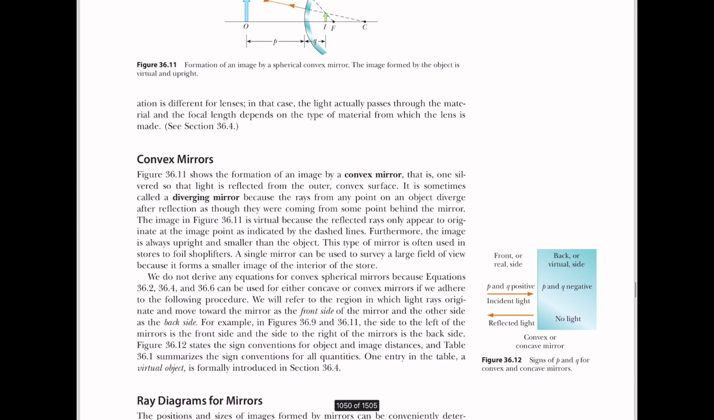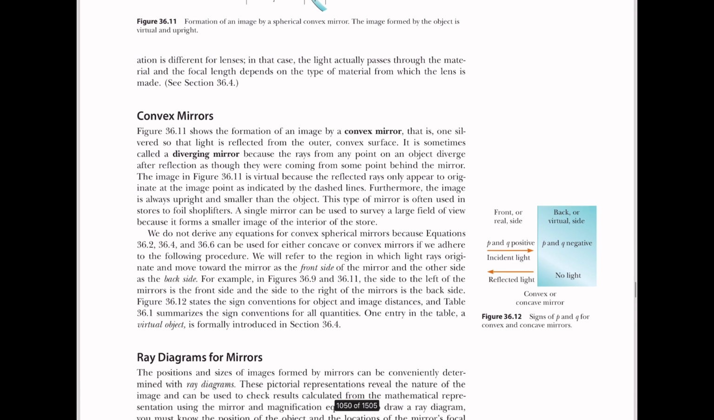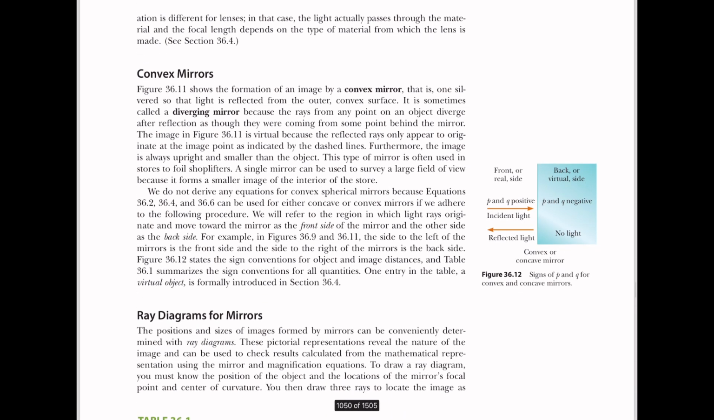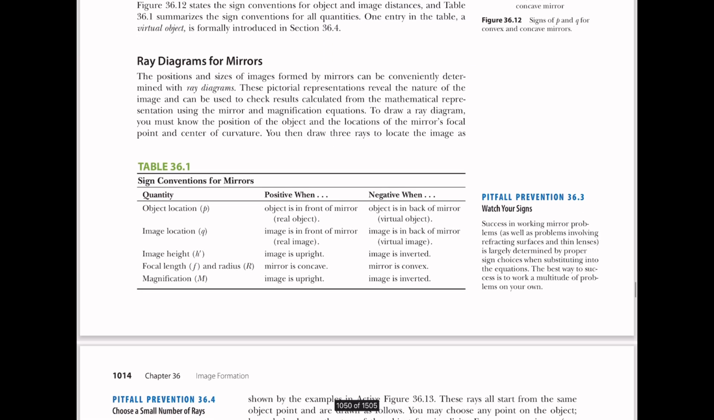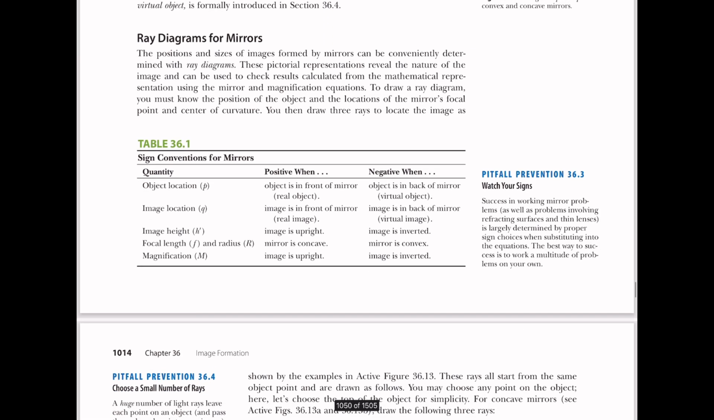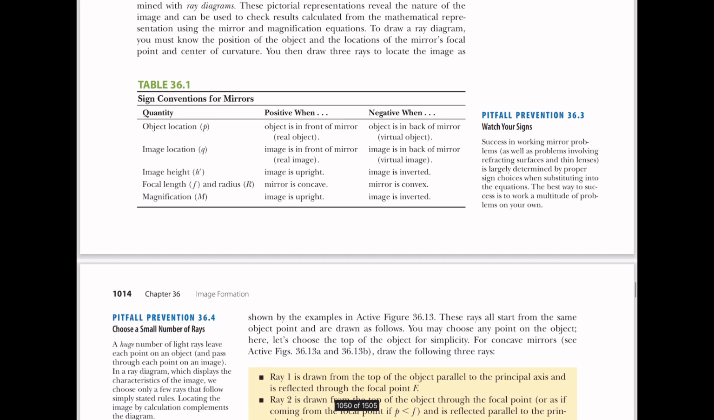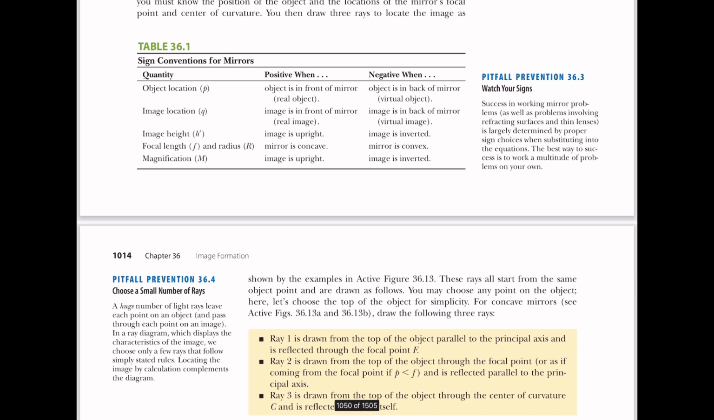Cool. Okay, we've reached the next subsection, I should say, convex mirrors. So we have concave and convex mirrors. Next subsection, ray diagrams for mirrors. Okay, we have a little table here that looks important. Sign conventions for mirrors, quantity, object. Okay, this looks a little confusing, but I can see the letters P, Q, H prime, F, capital M. So a bunch of letters that I've seen before. I'm just going to keep that in the back of my mind. We'll probably come back to those letters.